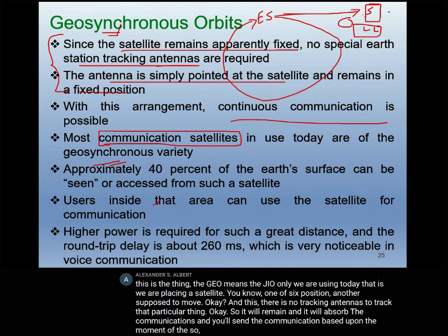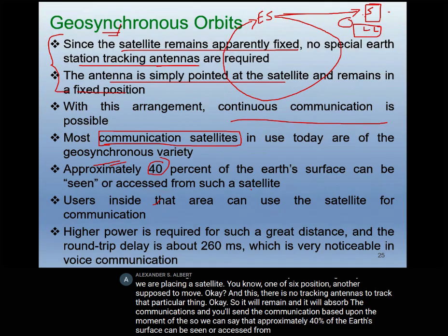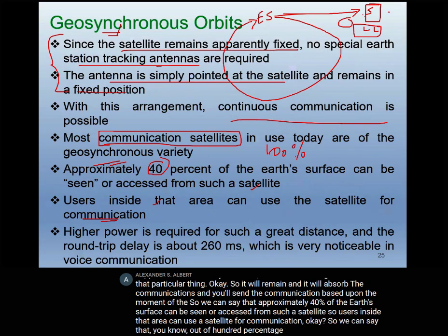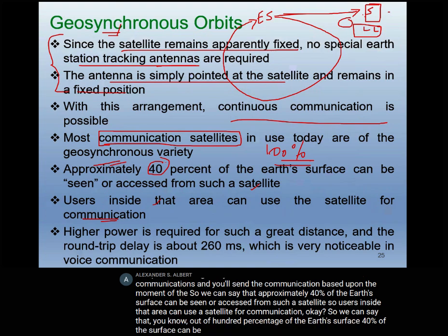So we can say that approximately 40% of the Earth's surface can be seen or accessed from such a satellite. So users inside that area can use the satellite for communication. Out of 100 percent of the Earth's surface, 40 percent can be accessed when you keep a satellite in that particular area.